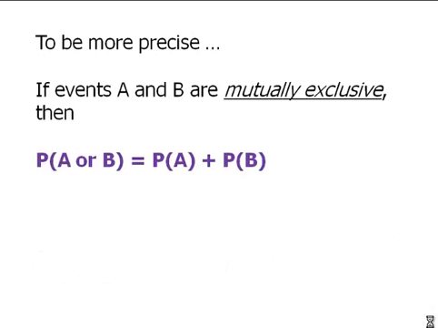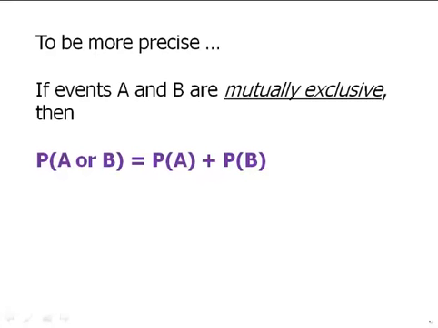Now, to be a little more precise about this, if events A and B are mutually exclusive, then the probability of A or B equals simply the probability of A plus the probability of B. In other words, the way to figure out the probability of OR is simply to add the two individual probabilities. This is the rule if the two events are mutually exclusive.